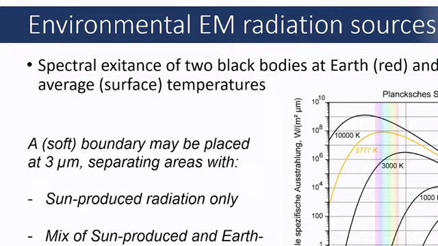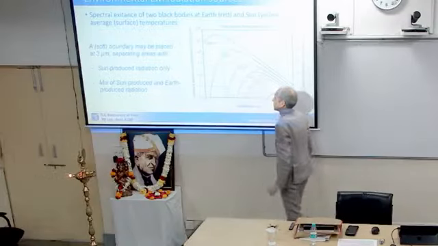If you represent the temperature of the sun and the temperature of the Earth, you approximately get these two curves. The yellow one, and this was supposed to be red. The projector probably is not representing it very accurately. Anyway, this is the sun and this is the Earth.